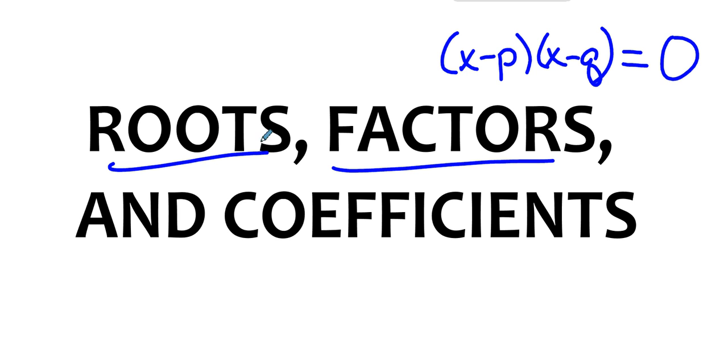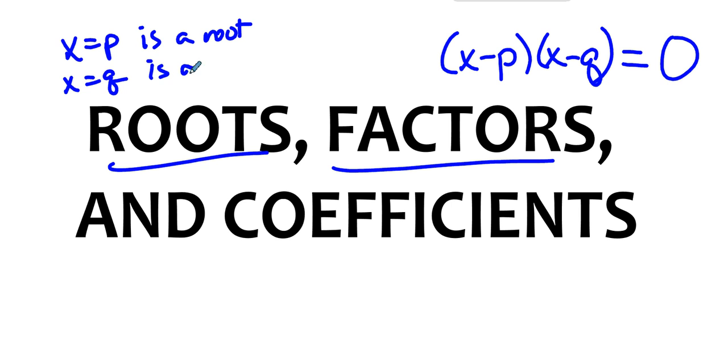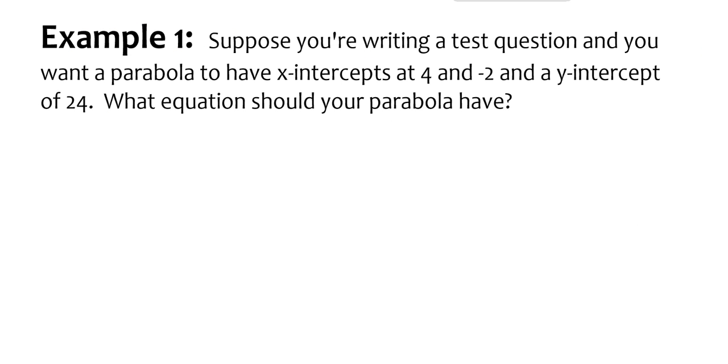So there's a connection between x equals p is a root and x equals q is a root, and x minus p times x minus q equals 0. There is a connection between roots and factors, and that comes into play here.